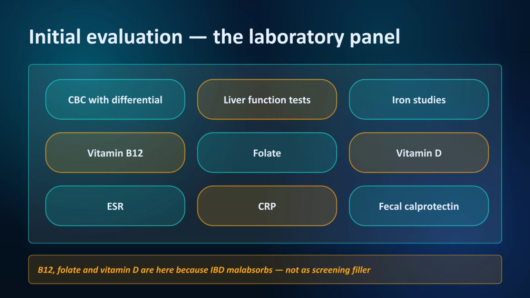Now the laboratory panel. Consider a complete blood count with differential, liver function tests, iron studies, vitamin B12, folate, vitamin D, erythrocyte sedimentation rate, C-reactive protein, and fecal calprotectin. Notice why the vitamins are on that list. They are not screening filler. Inflammatory bowel disease malabsorbs, particularly when the terminal ileum is involved. So B12, folate, and vitamin D deficiencies are expected findings rather than incidental ones. The liver panel is there to catch primary sclerosing cholangitis. Fecal calprotectin is the one that tracks mucosal inflammation over time.